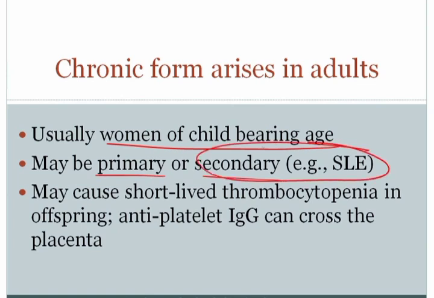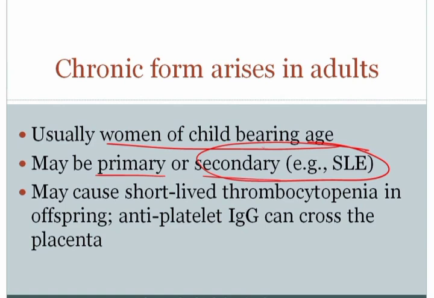Remember in our discussions of lupus that I told you that one of the interesting things about these patients is that most patients with lupus will have an antibody against one of the cells in the blood. For example, patients with lupus can produce antibodies against their red blood cells. They can produce antibodies against their white cells. They can also produce antibodies against their platelets. And so lupus is a very important association with ITP, especially as a secondary cause of ITP.